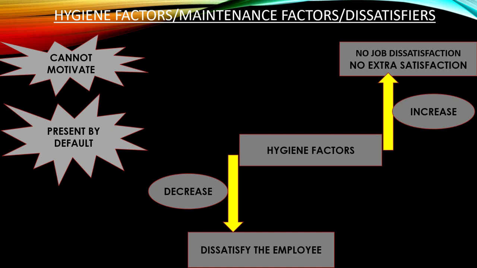Let's take an example of a hospital. Now in a hospital, the hygiene factor is cleanliness. Presence of cleanliness is expected to be there by default. If there is no cleanliness in a hospital, then it will certainly dissatisfy the person going there. But if there is a lot of cleanliness, then it will not give any extra satisfaction to the person going there, because it is quite expected that the hospital will be clean. So cleanliness for a hospital is the hygiene factor.